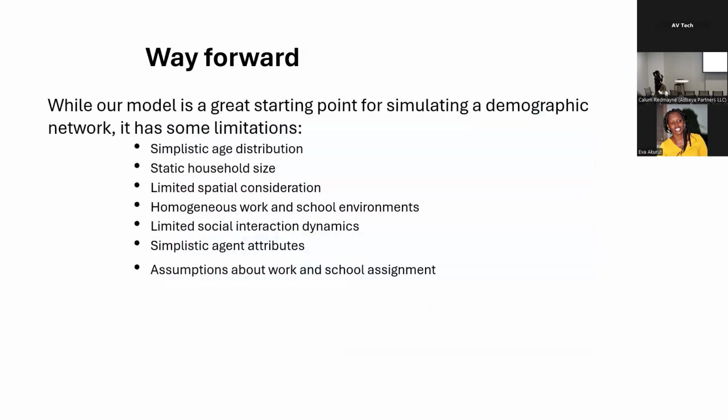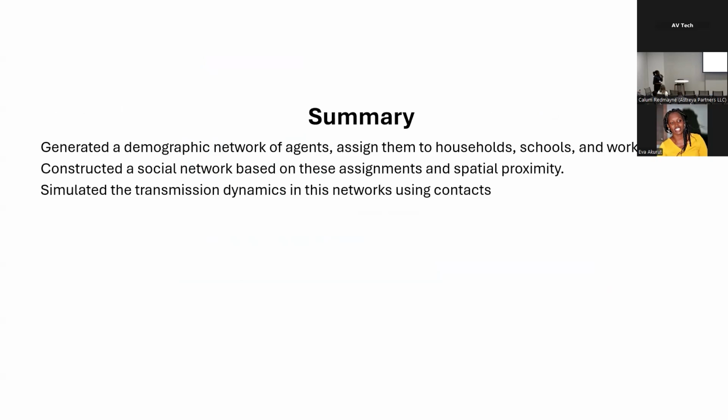And of course, on the mobility patterns. This is a simplistic age distribution model. It's homogeneous to work and school environment, of course, limited to social interaction dynamics. And we have lots of assumptions about work and school assignments. So those point to some of the limitations of this work. But most importantly, we were able to come up with a network for the different households and also to see how the matrices get to interact. Yes, so we're excited to see the many colors happening.